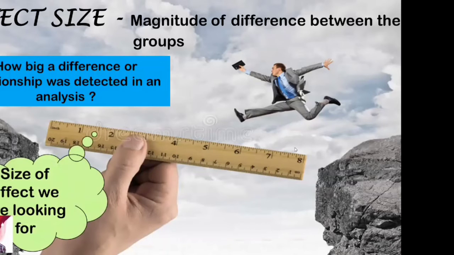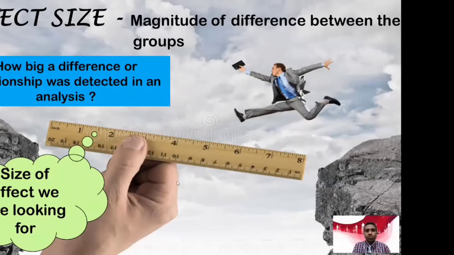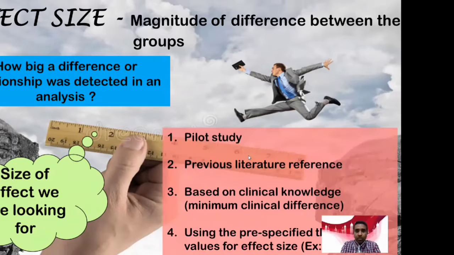Now we are going to look for the effect size rather than the statistical significance. Let me minimize this piece. We are going to look into the magnitude of the effect size. How big is the difference between the two groups? So how are you going to calculate this effect size?